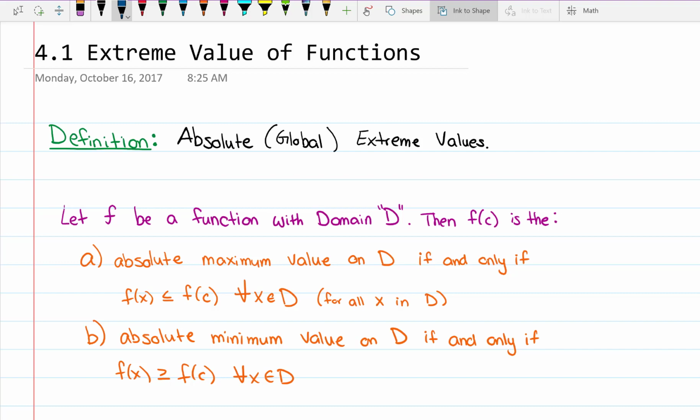And then the function f of c is the absolute maximum value on the domain if and only if f of x is less than or equal to f of c for all x in the domain. So what that means is that every single output f of x, every y value, is less than the particular y value of f of c.